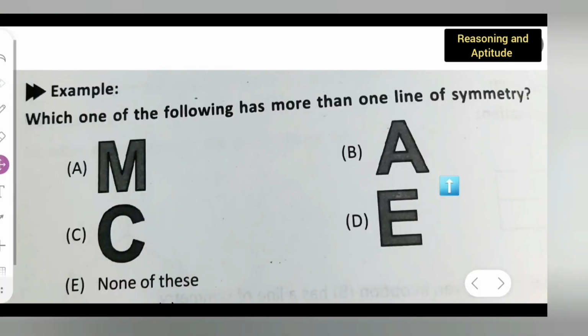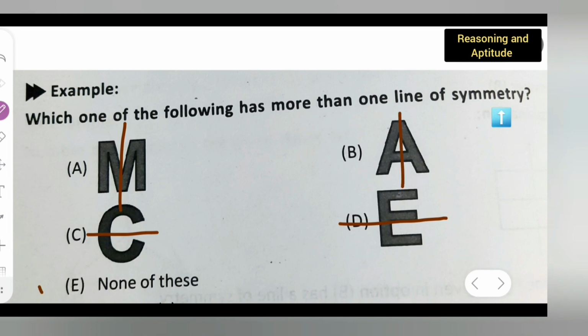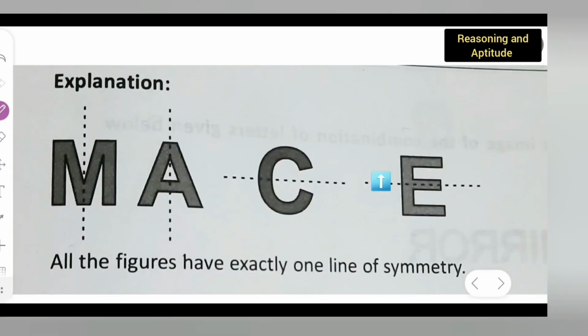Next, moving towards the next example, let us see which one of the following has more than one line of symmetry. So let us see. This one is having one line, this one is also having one line, here also there is one line. So basically option E, right? None of these. You all can take down the explanation part. I gave you all the explanation part, okay? But option E is the correct option, none of these, because all the figures have exactly one line of symmetry. Okay, explanation is here.